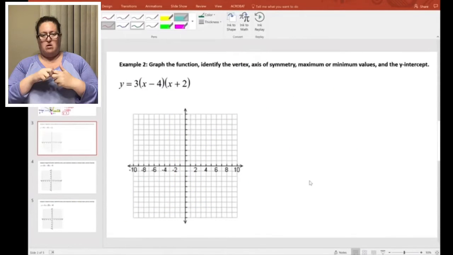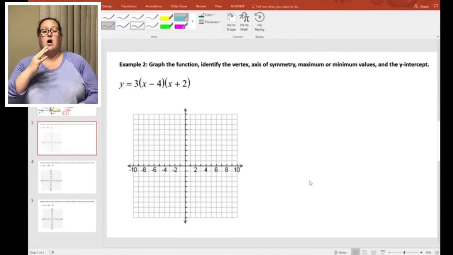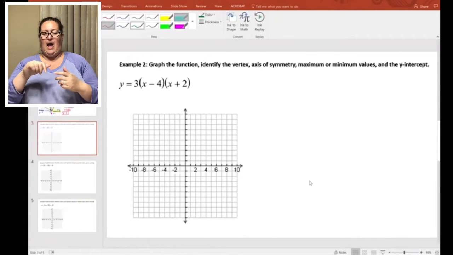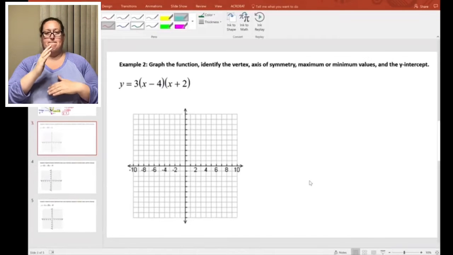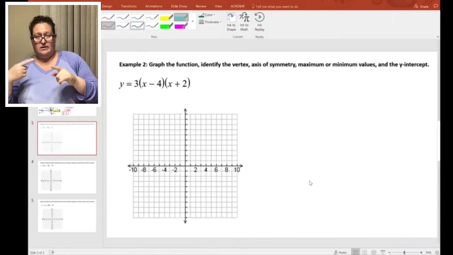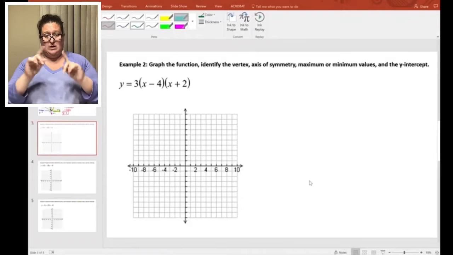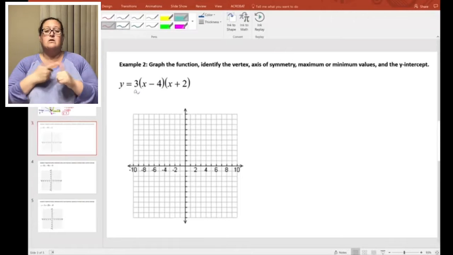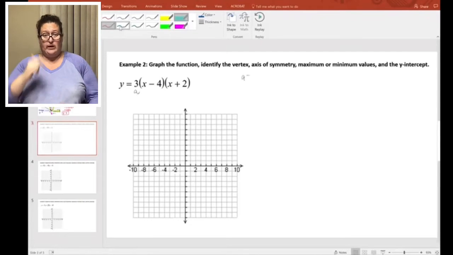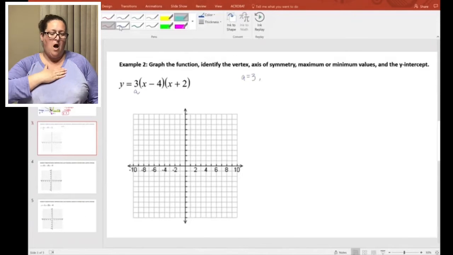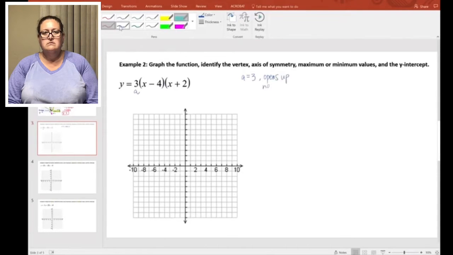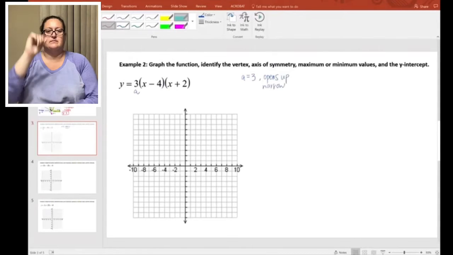Example 2. Graph the function, identify the vertex, axis of symmetry, maximum or minimum values, and the y-intercept. We have y equals 3 times x minus 4 times x plus 2. First off, let me label a. A is 3, which tells me that my graph is going to open up and it'll be narrow because 3 is bigger than 1.